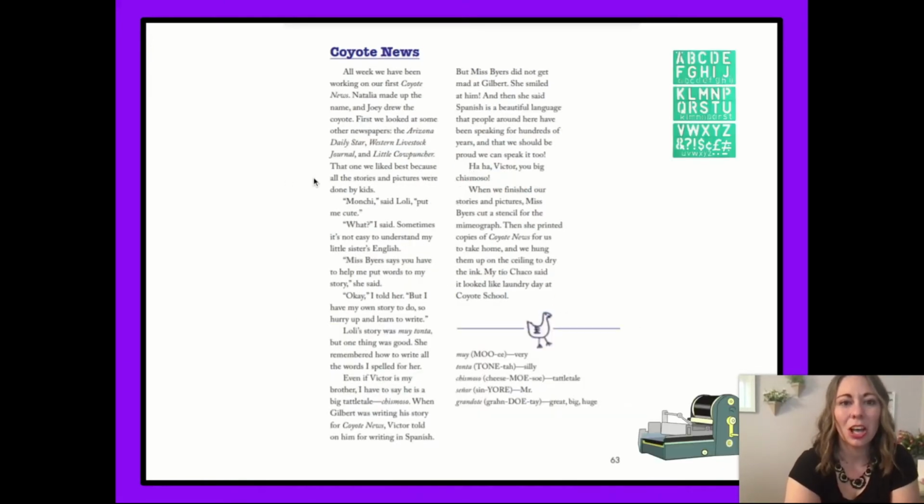Coyote News. All week, we have been working on our first Coyote News. Natalia made up the name, and Joey drew the coyote. First, we looked at some other newspapers, the Arizona Daily Star, Western Livestock Journal, and the Little Cowpuncher. This was the one that we liked the best because all the stories and pictures were done by kids.